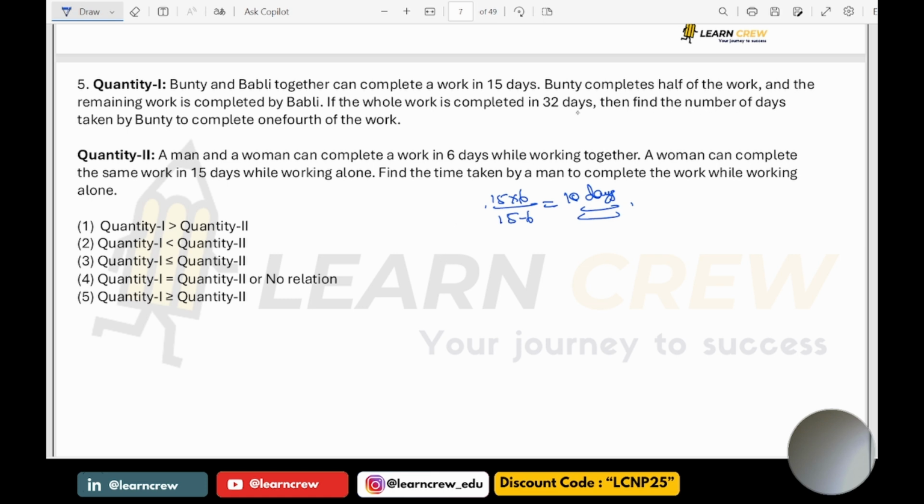So half of the work Bunty completed, and the remaining half of the work completed by whom? Bubbly. The total work is 32. So if Bunty alone is doing the work in x time and Bubbly alone in y time, then x by 2 plus y by 2 is equal to 32. From this I will get x plus y is equal to 64.